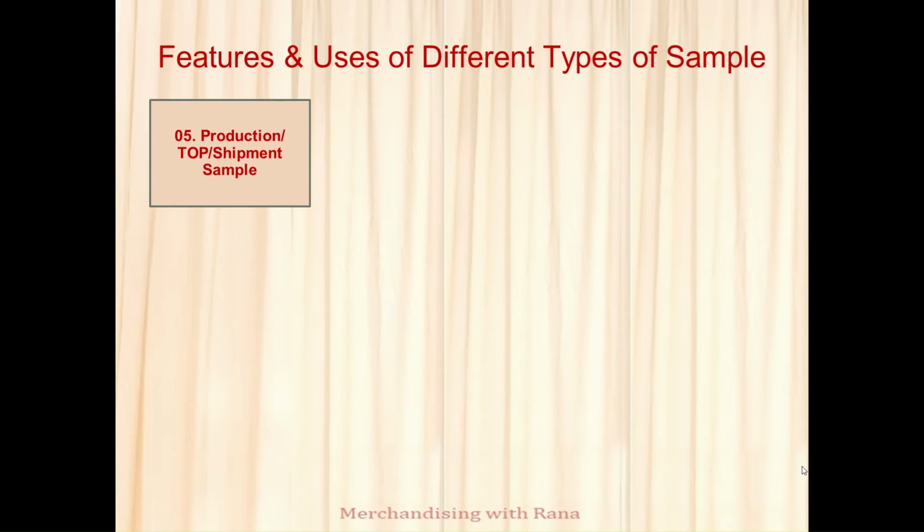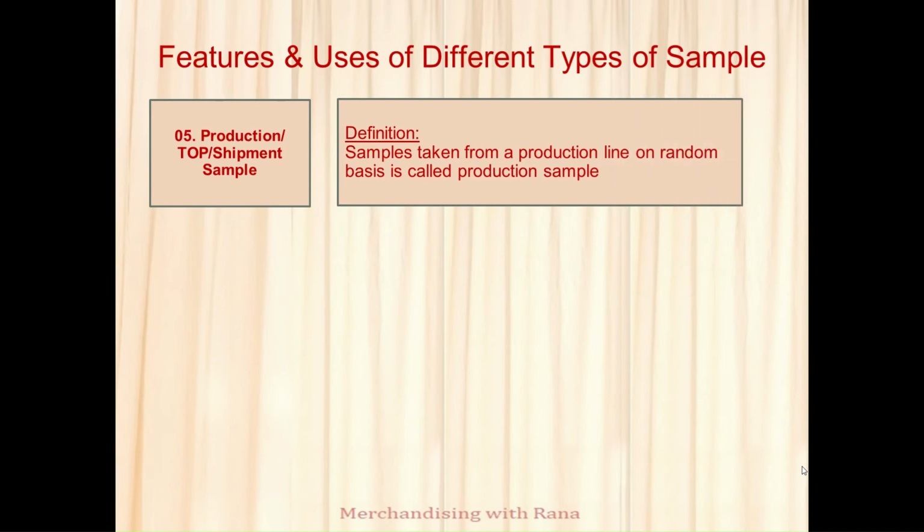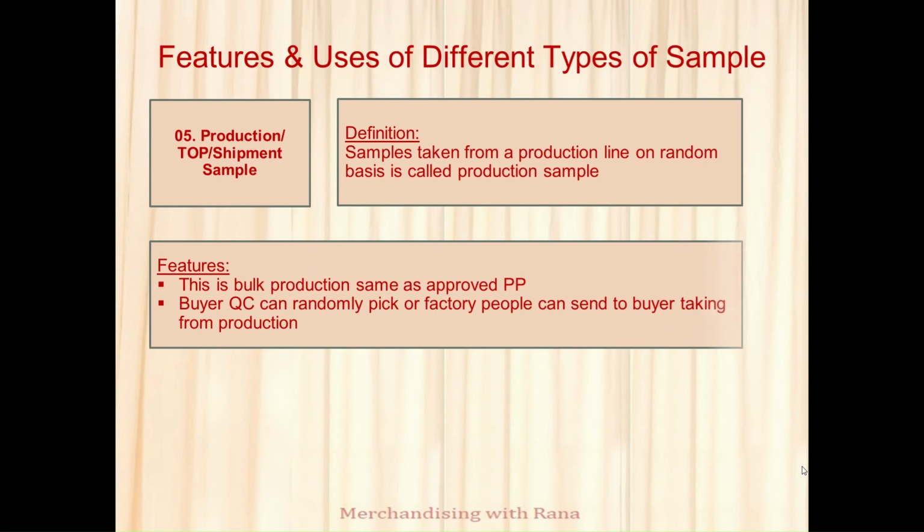Production sample, top sample or top of production, shipment sample. Samples taken from the production line on a random basis are called production samples. Features: this is actually bulk production, the same as the approved PP. Buyer QC can randomly pick, or factory people can send to the buyer, taking from production.